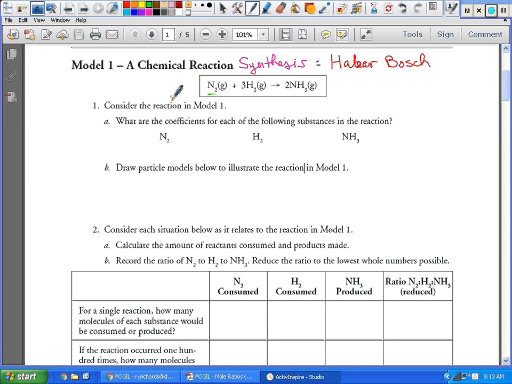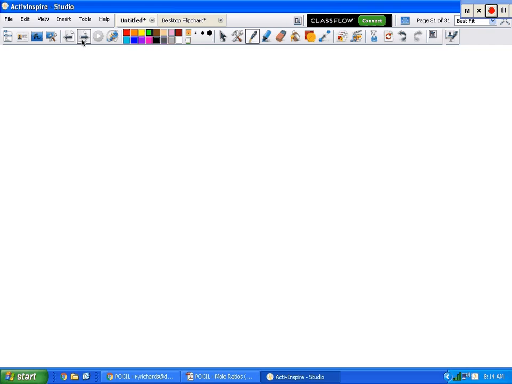So number 1A. What are the coefficients for each of the following substances? That's really easy. What are the coefficients for nitrogen, hydrogen, and ammonia? 1, 3, and 2. Where did you get those numbers? From the coefficients. That's easy. B, draw particle models below to illustrate the reaction in model 1. Now, this is the reason why we're doing this together, because this is a challenging task. So I'm going to rewrite this here, and we're going to do it together. So I've got N2 plus H2 goes in reaction to NH3.